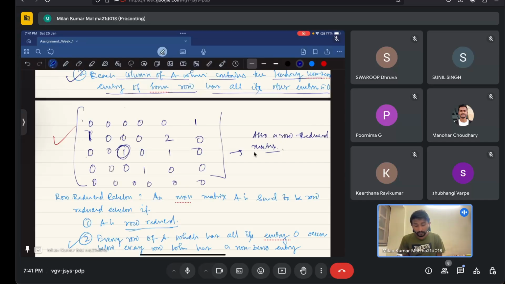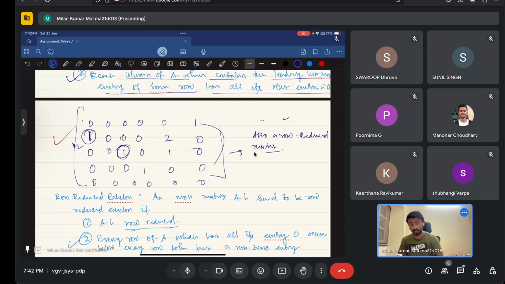What is the problem here? First non-zero entry is at this place. Second non-zero entry is at this place. If this is K1 and this is K2, obviously K1 is equal to 5 or 6. K1 is 6 and K2 is equal to 1. So obviously K1 is not less than K2. So there is an obvious choice here, that we have to send this row here.